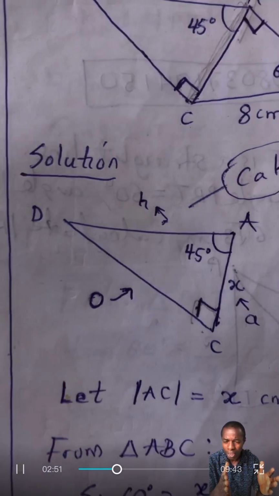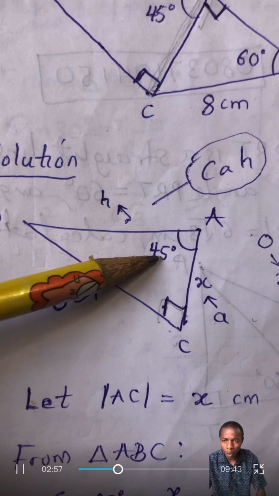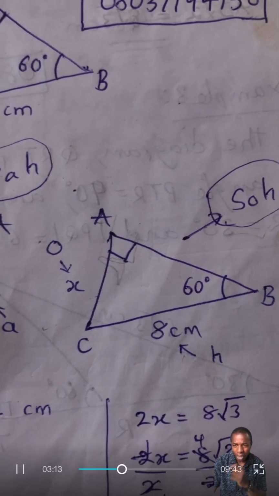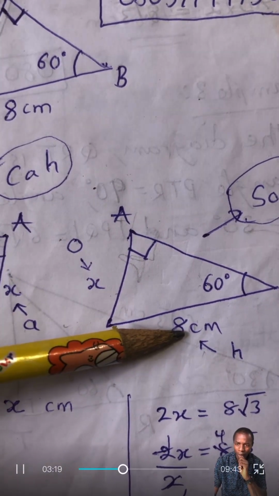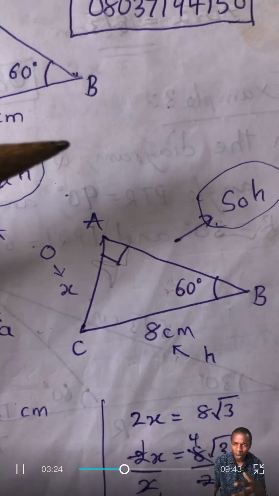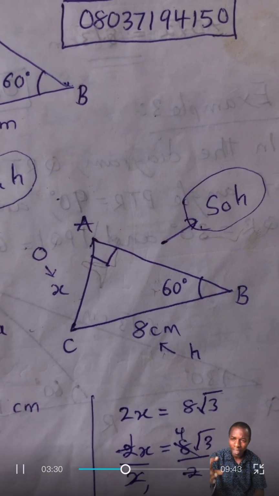If we look at the first right angle triangle, we only have one known value, which is angle 45 degrees. With a single known value, it is always impossible to find the values of other sides, as long as the use of SOH is concerned. Now if you look at the second right angle triangle, we have two known values: one is 8 centimeters, the other one is 60 degrees. Those two known values make it easier for us to find the value of the other side. So we start with the second right angle triangle.